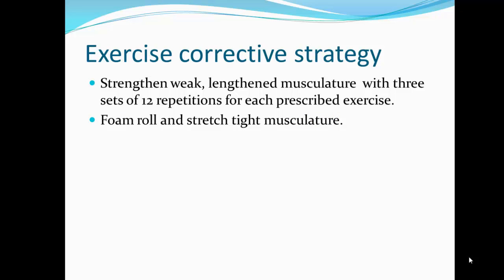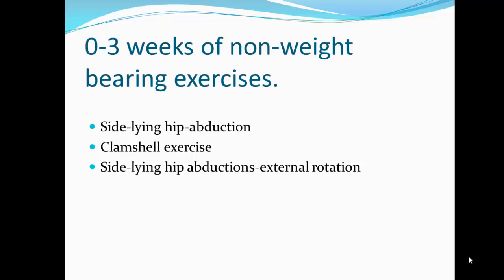So I want to design a corrective exercise strategy to help change the kinetics around these joints. So we want to strengthen the weak lengthened musculature with 3 sets of 12 repetitions for each prescribed exercise, and foam roll and stretch the tight musculature. So we're going to do this in a progressive fashion.